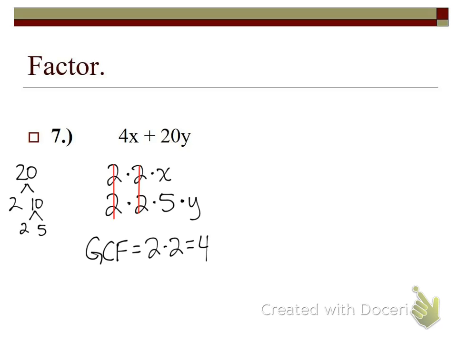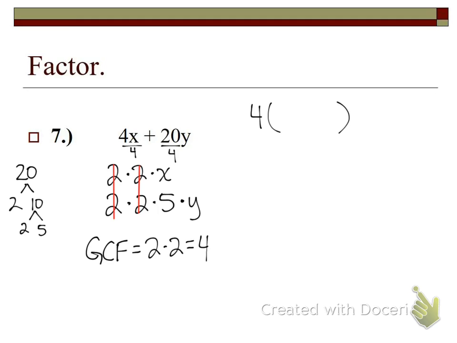Okay. Do we put the xy on that 4? No, because they didn't match. Right? We only put matches for our GCF. So we're going to divide both of these by that GCF, which is 4. Our GCF gets written outside of some parentheses. And our leftover, or whatever we have after we divide, is inside.